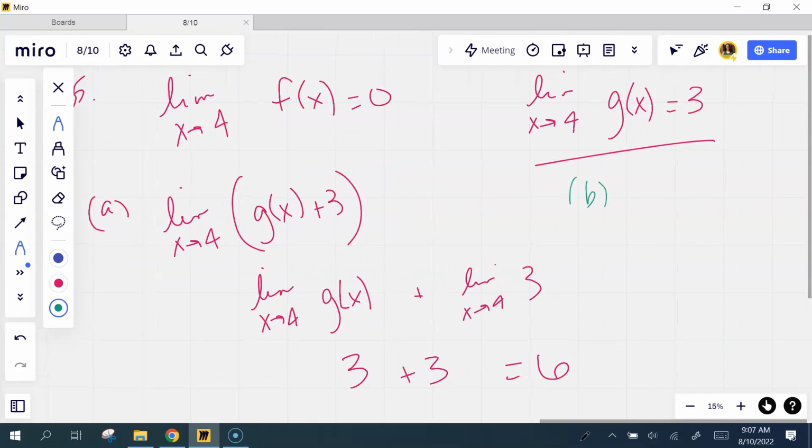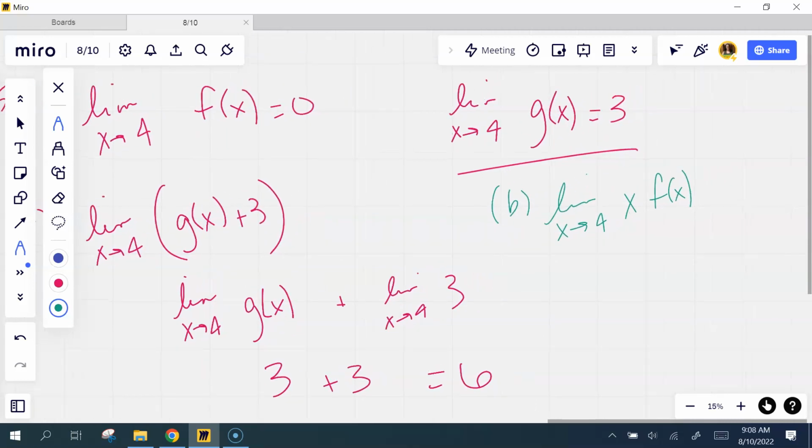How about the limit as x approaches 4 of x times f of x? So this is just 4, right? And I can take that constant and put it on the outside. You agree with that? That's one of those ones we talked about. So it's really 4 times the limit as x goes to 4 of f of x, which is 0, which is 4 times 0, which is 0.